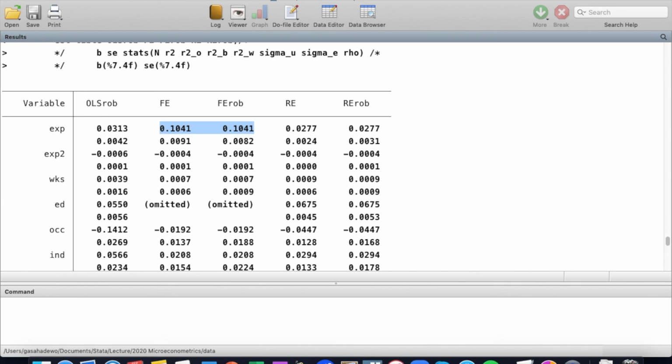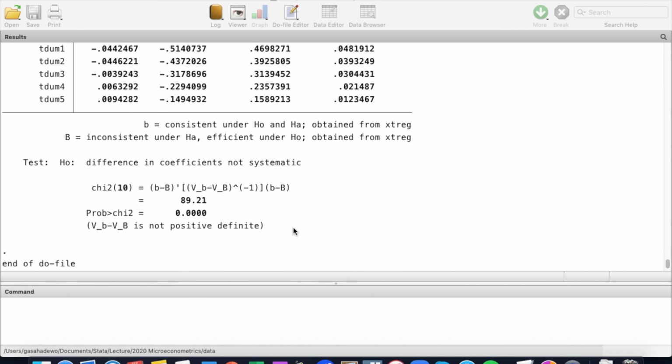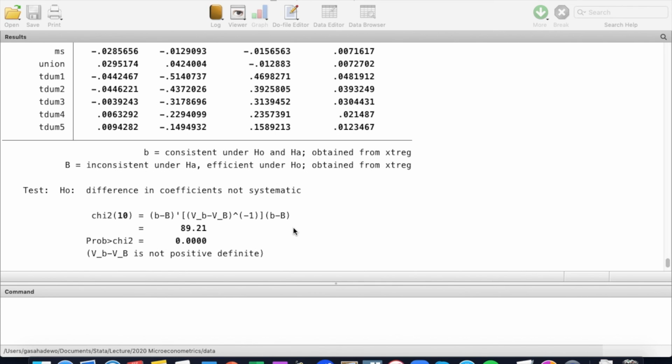Okay, so again, I just want to provide you with knowledge on the Hausman test. This is just a very straightforward Hausman test. This is the p-value and it's 0.000, and this means that you reject the null hypothesis. If you reject the null hypothesis, then it means that there is a systematic difference in the coefficients. In this particular case, do you choose fixed effect or random effects? Well, it really depends on the assumption. For me, I personally choose the fixed effect estimation.